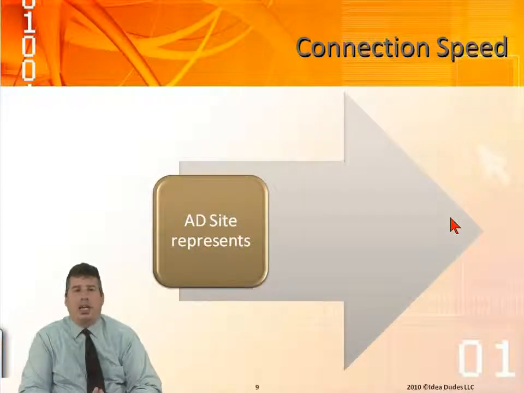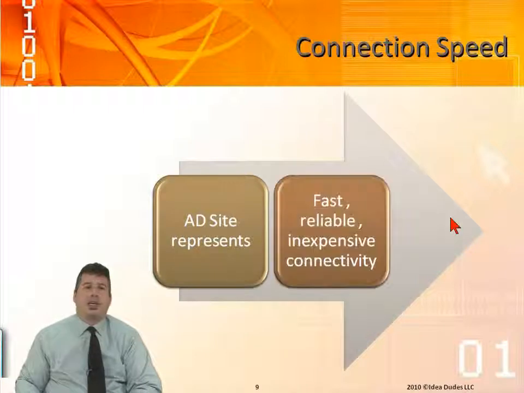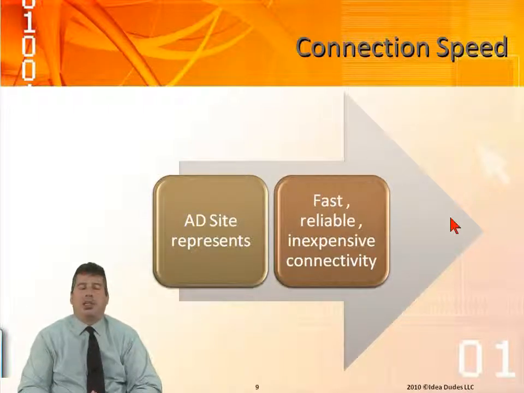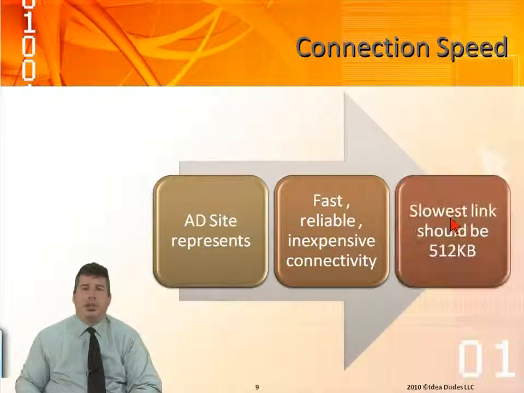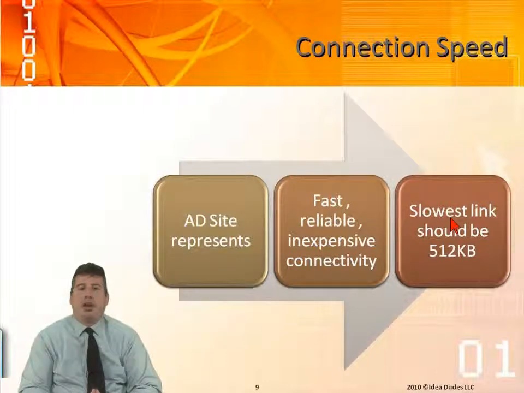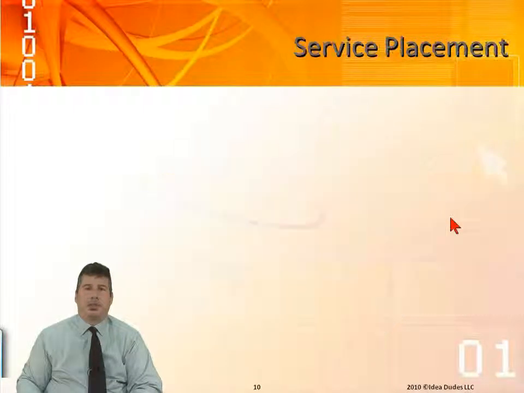So connection speed is one of the things that we need to look at. Active Directory sites represent fast, reliable, inexpensive connectivity. The slowest link should be 512 kilobytes per second. Not kilobits, but kilobytes per second.